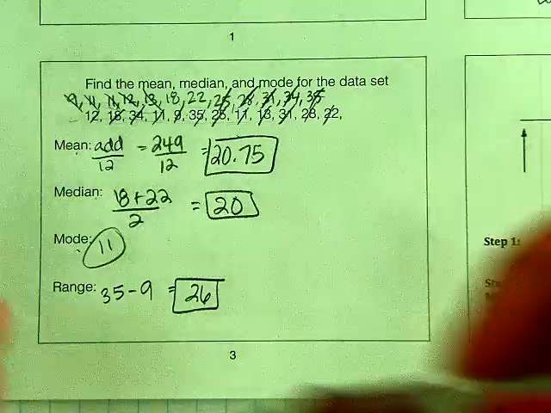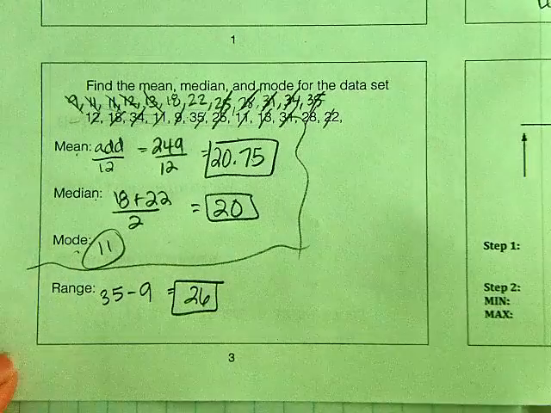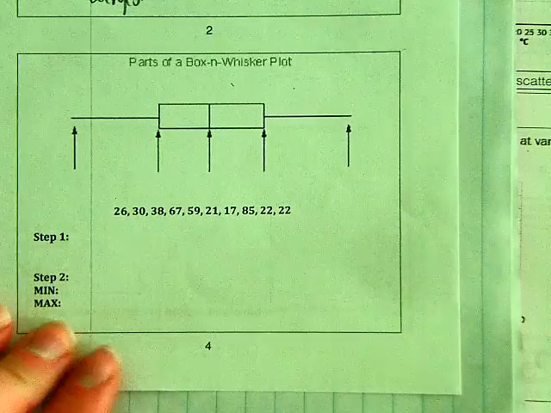And the range really is not an average. So these 3 are kind of their own category, and a range just tells you how spread out the data is. So if we were to take those and make a box and whisker plot out of it, I guess actually there's a new set here.